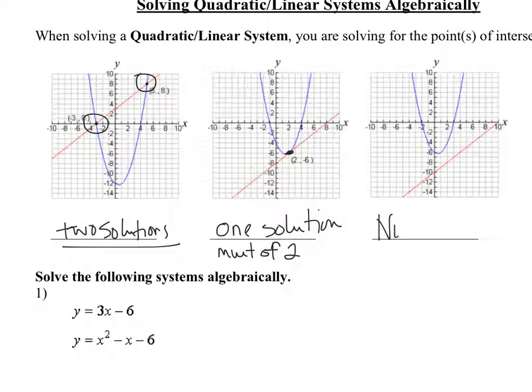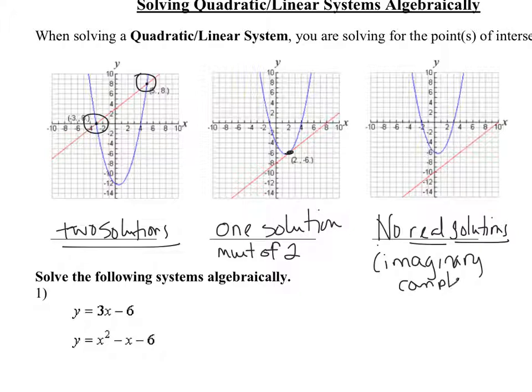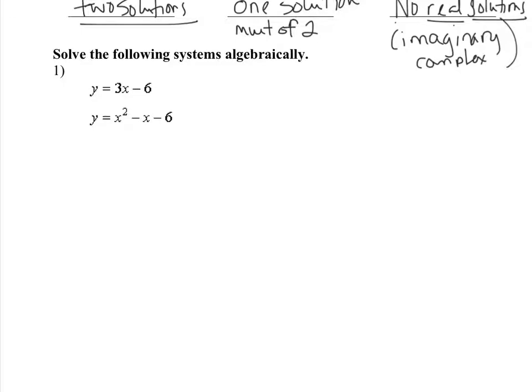And here there is no real solution. It's really hard to write. Is that even readable? It says no real solutions. And that means these are going to be imaginary or complex, depending on the equation. All right, so most of the time we're going to get two solutions, but the other ones definitely happen. When we're doing this, the only option we have is substitution.